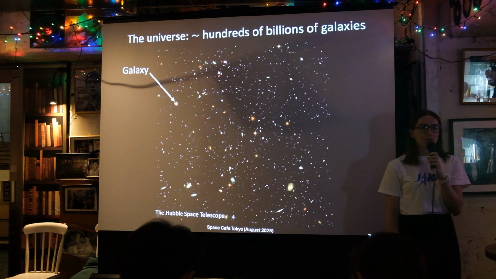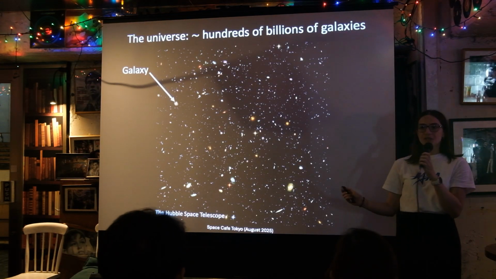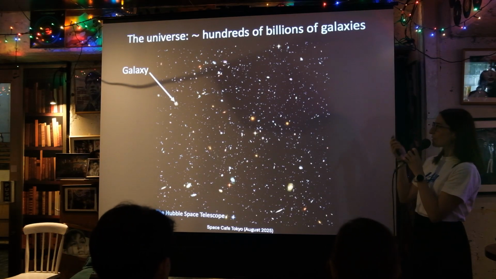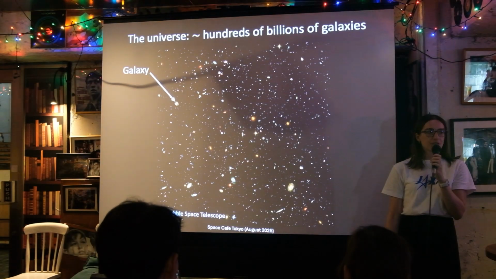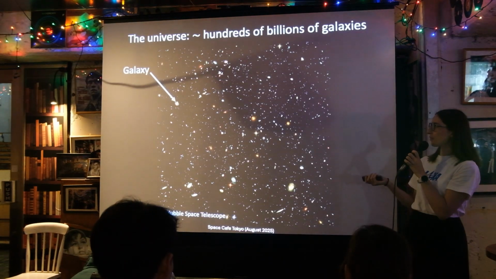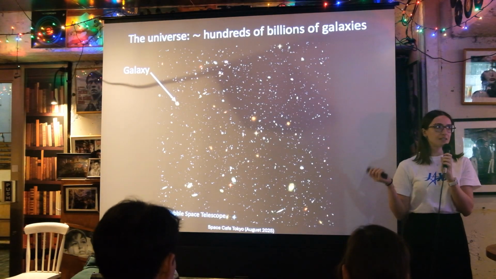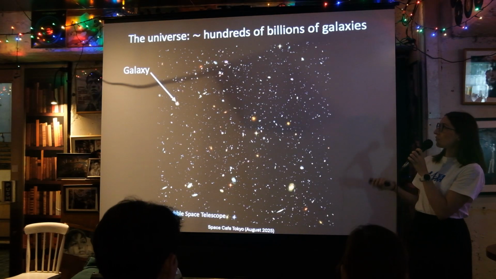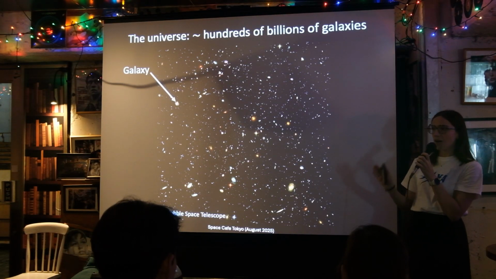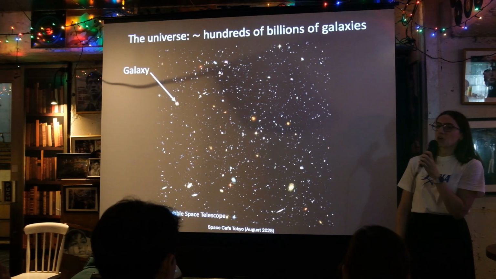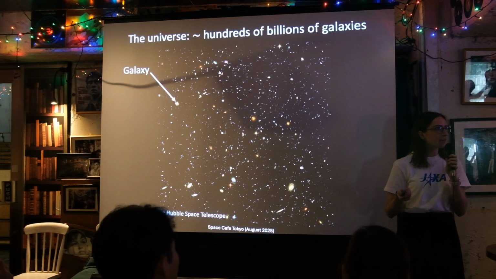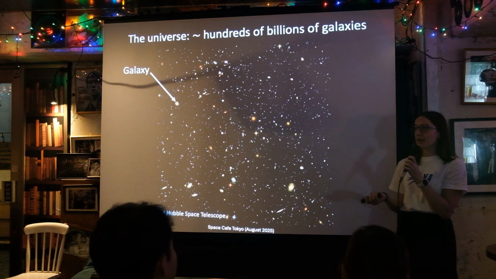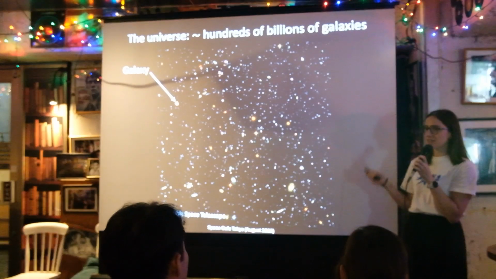So first, I would like to put us back in the universe. This is one of the deepest images of the universe that we have. It's around 10,000 galaxies that you can see here. Each dot that you can see is a galaxy. And so the universe contains about hundreds of billions of galaxies. Of course, we don't know the exact number, but it's just to give you an idea about how many galaxies exist.